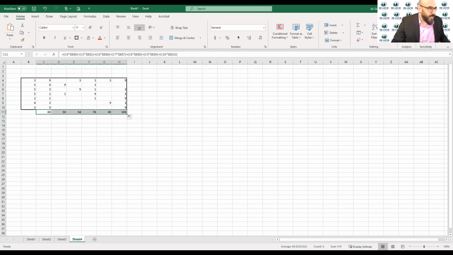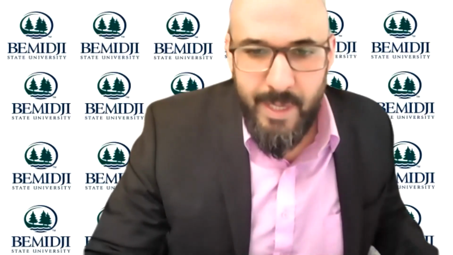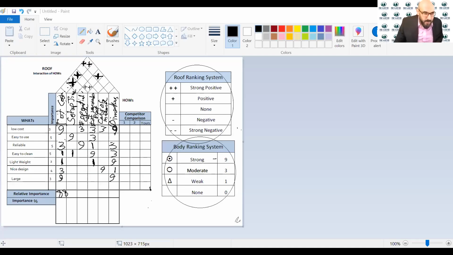And now what I want to do is switch to my QFD template, the picture, and I'm going to write down these numbers. So I have 88, 50, and then the next one would be 54, and then 76, and then 45, and then 106.